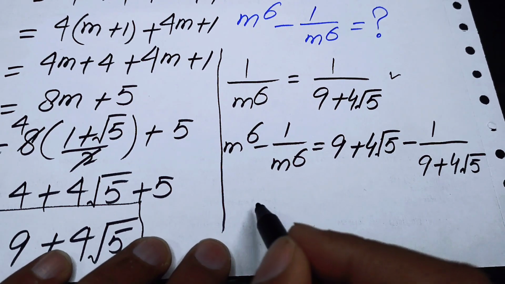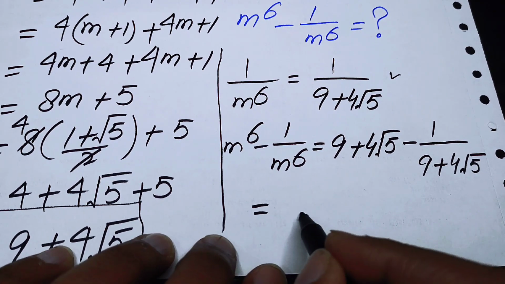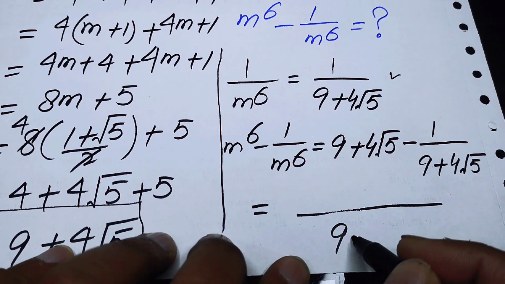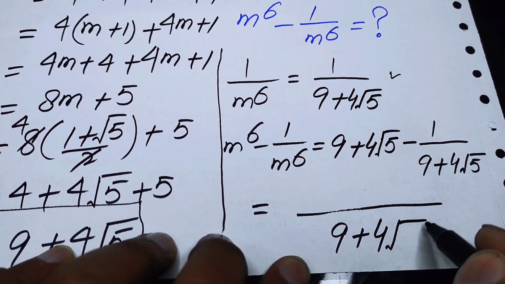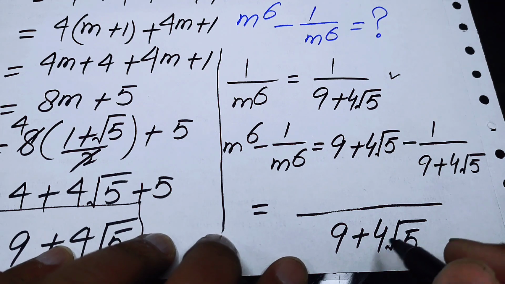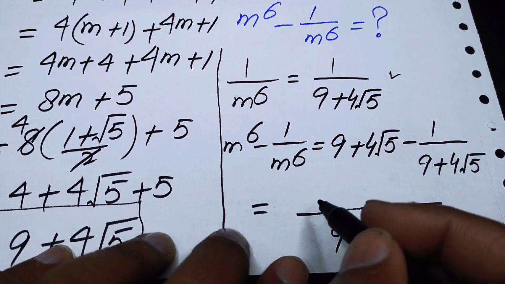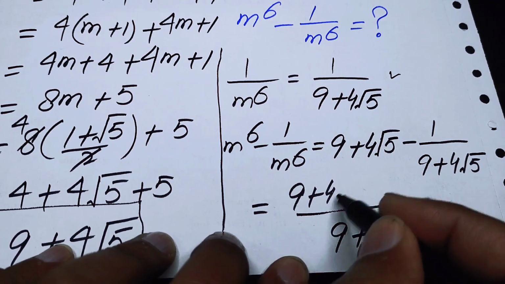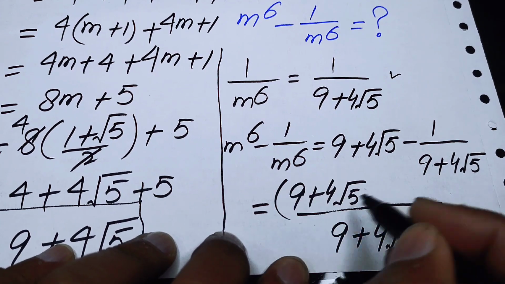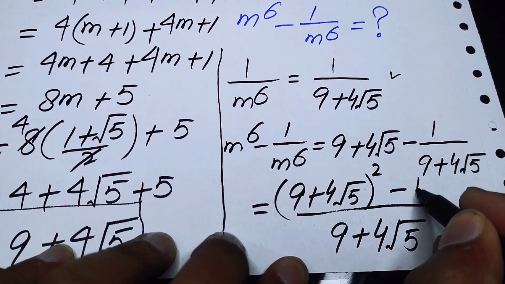So here we take the LCM, and we get 9 plus 4 times square root of 5, and when we multiply this by this one, we get 9 plus 4 into square root of 5, whole squared, and minus 1.